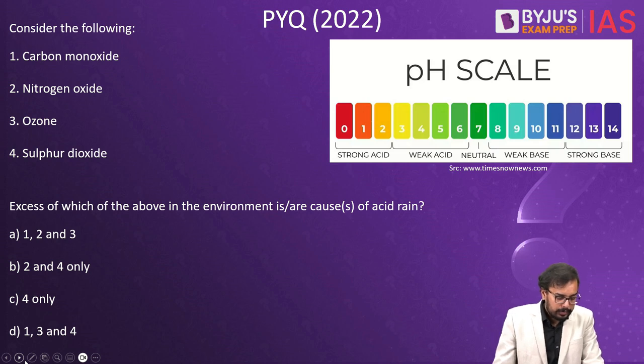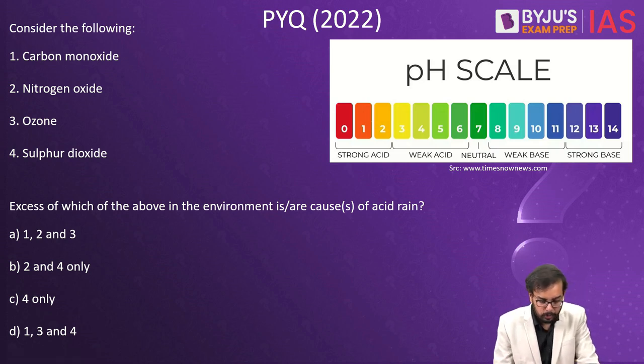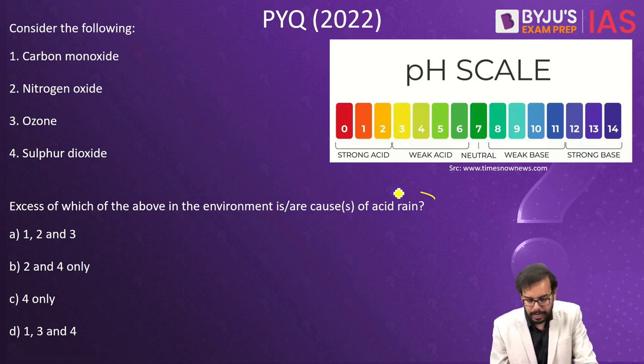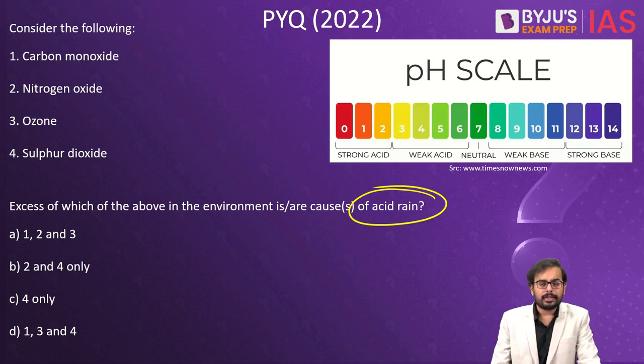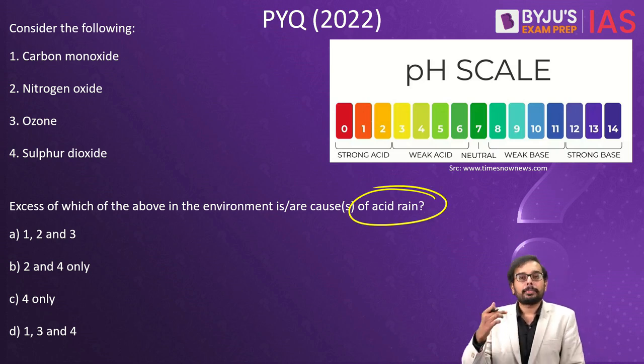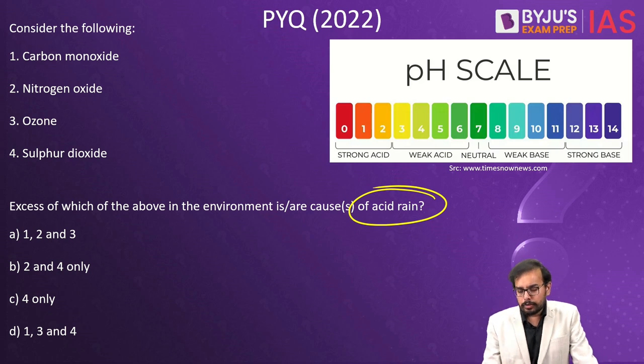So carbon monoxide, nitrogen oxide, ozone, sulfur dioxide. Excess of which of the above in the environment cause acid rain? So acid rain. So what is acid rain? Before taking up acid rain, what is a normal rain? Is normal rain acidic or is it basic?